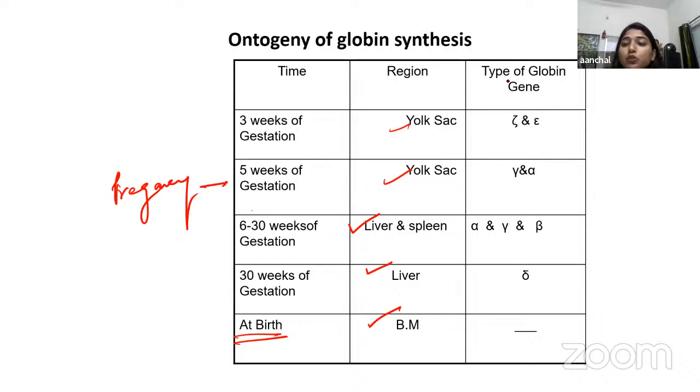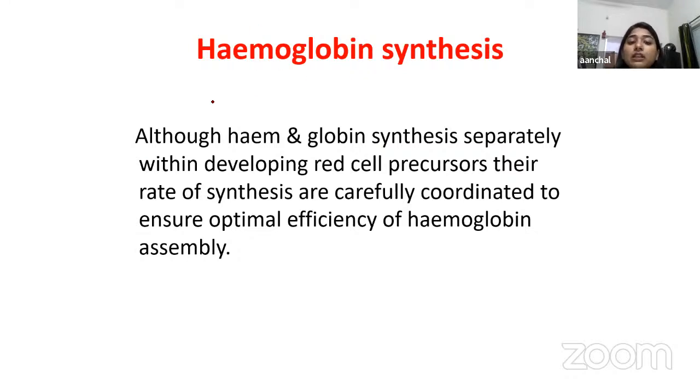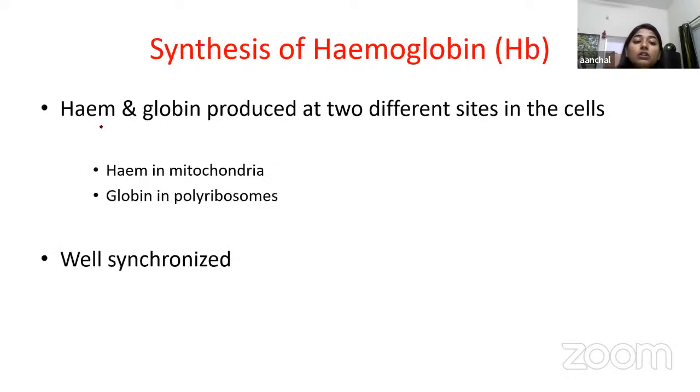Then they have shown the type of gene present at the 3rd week of gestation and 5th week of gestation, like gamma and alpha, then at 6 to 30 weeks, then after 30 weeks, and at birth it will be alpha and beta. Now, in hemoglobin synthesis, although heme and globin are synthesized separately within the developing red cell precursor, their rates of synthesis are carefully coordinated to ensure optimal efficiency of hemoglobin assembly. The heme and globin are produced at 2 different sites in the cells. The first is heme in mitochondria, and the second is globin in polyribosomes.